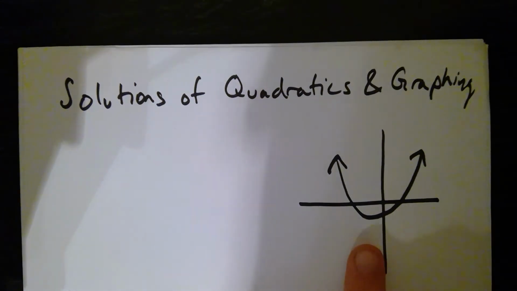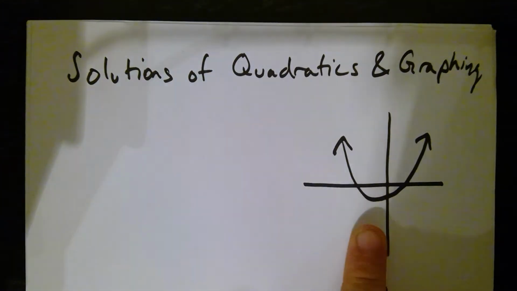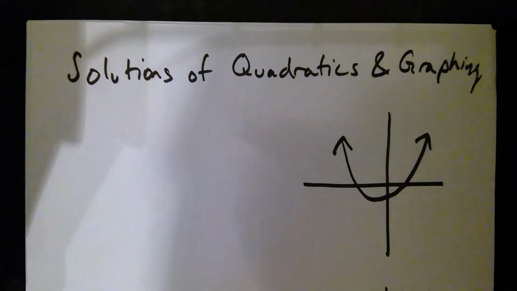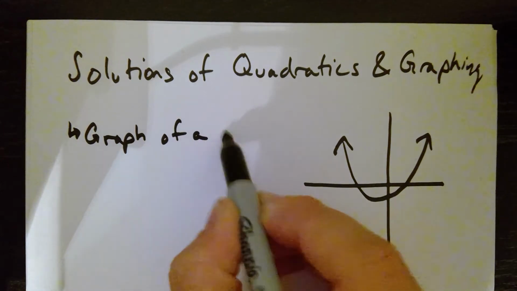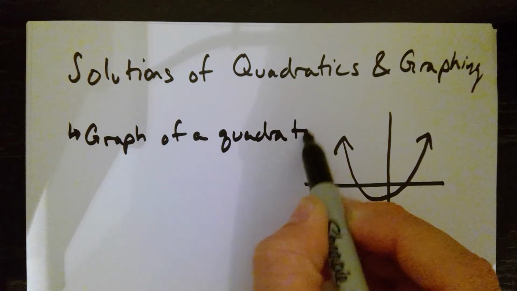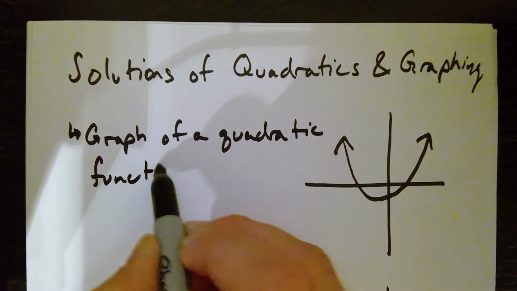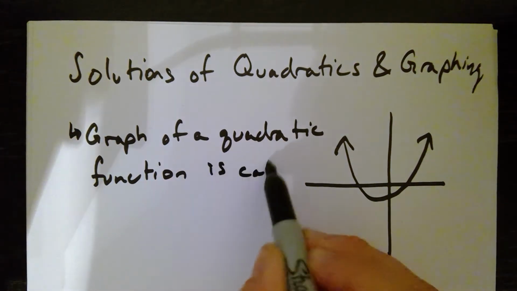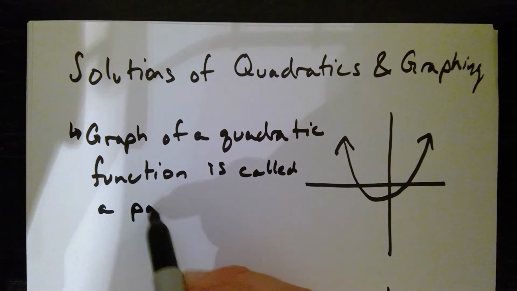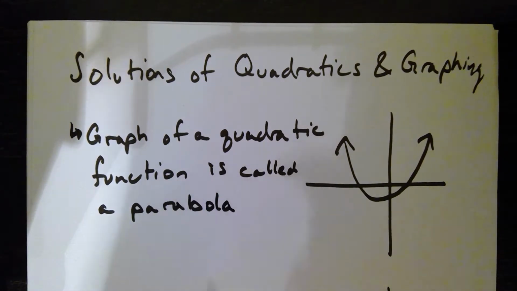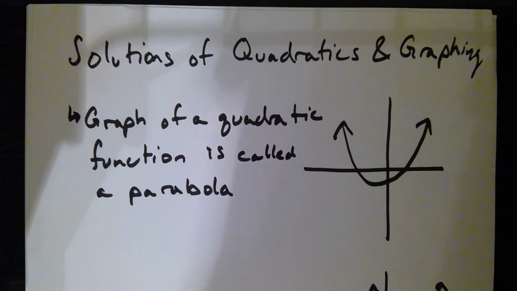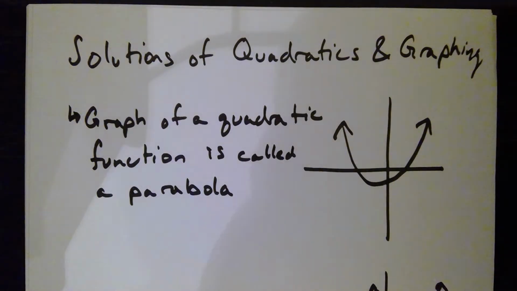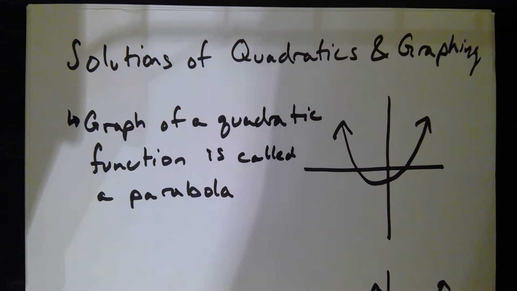Okay, so this is a graph of what a quadratic looks like. We call these graphs parabolas. So the graph of a quadratic function is called a parabola. Okay, so it's a U-shaped curve, and from this graph we're going to be able to determine the solutions. So our first way is we're going to solve by graphing. Now the reason why this is our first method of solving is because it's the simplest.